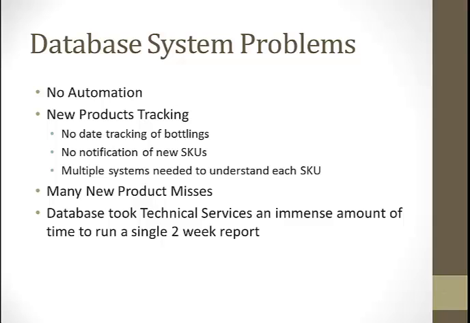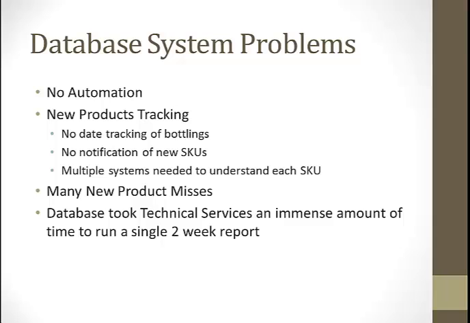Lastly, with the new products tracking, there were multiple systems that I needed to use in order to track a SKU as it goes through its lifespan. 2 different systems tell you very important information about each SKU. One system tells you the bottling date, while another system tells you what project goes with that SKU. Because there was so much manualization, many of the new products were missed. I was not able to keep up with all of the different new products that were hitting the bottling line.